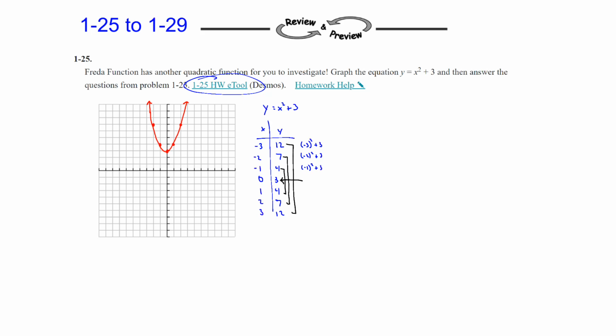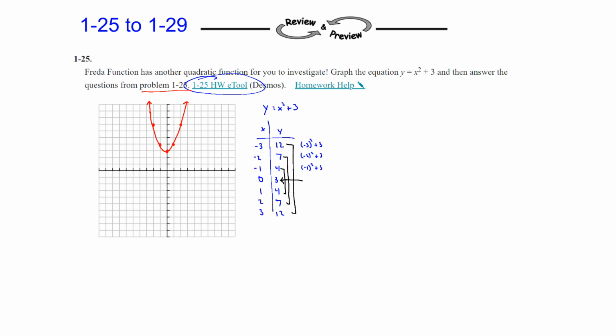And then we want to answer the questions from problem 1-23, our core problem that we worked together as a team. And so part of that was you were just going through and describing some of the things that you noticed. What does the shape look like? It's a U-shaped graph, or maybe you called it a parabola. So we're going to start writing some of this stuff down. The graph is a parabola. We'll use the correct terminology there. But if you said U-shaped, that's fine.